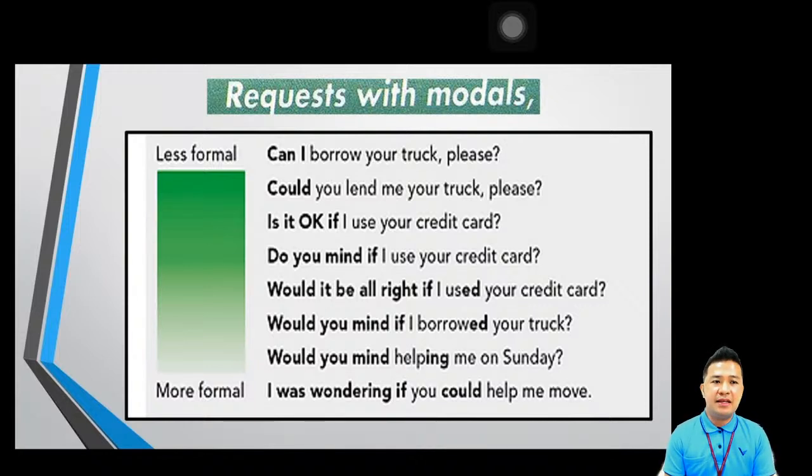Next, would it be alright if I used your credit card? Take note, would is in verb 2, therefore we need to use verb 2 in the second verb, which is used with ed or d. If it's a regular verb, just add ed or d. And if it's an irregular verb, you have to change the spelling of the verb. Next, would you mind if I borrowed your truck? Take note, would you mind if I is also always followed by verb 2. So both would it be alright if and would you mind if are always followed by verb 2.